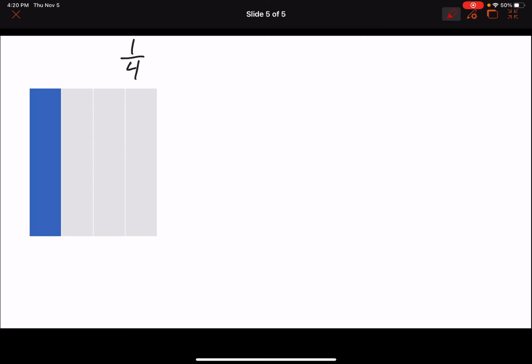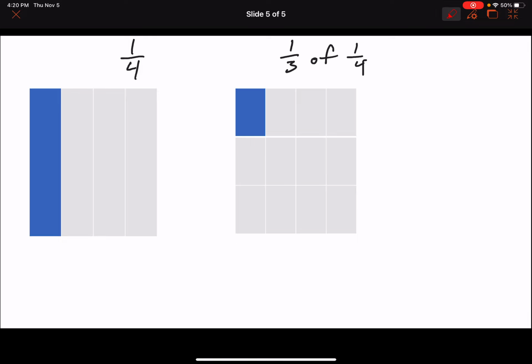Okay, so here is 1/4. I am going to take 1/3 of that 1/4. So I look at this first piece, right? And I'm only going to now get one of those pieces.